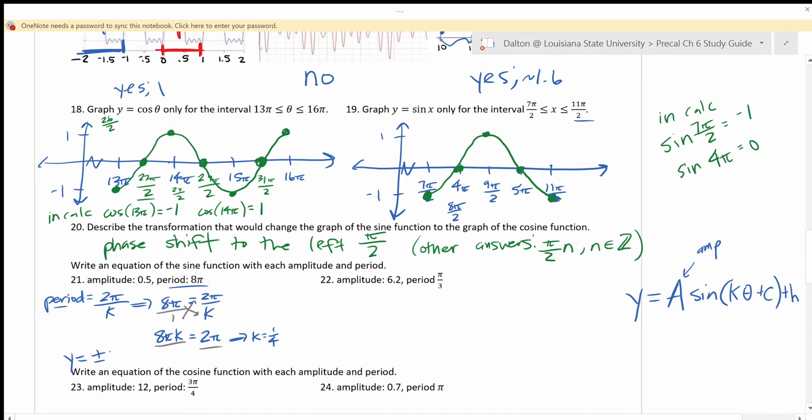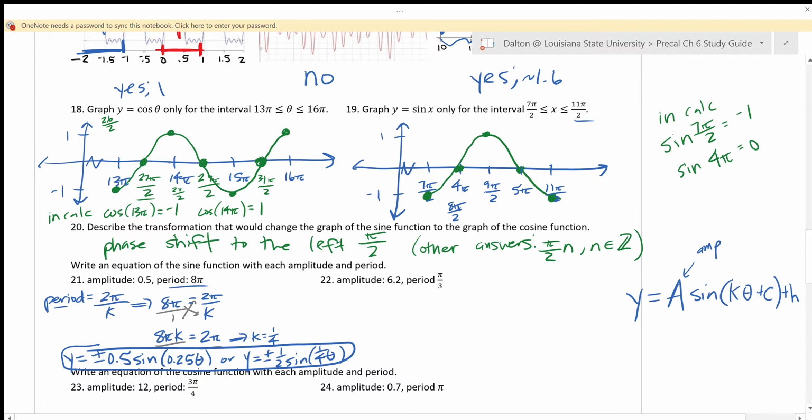So plus or minus 0.5 times the sine of k, which we said was 1/4, as a decimal that's going to be 0.25 theta. So that's your answer using decimals. You could also write it as plus or minus 1/2 times the sine of 1/4 theta. So either one of these will do.